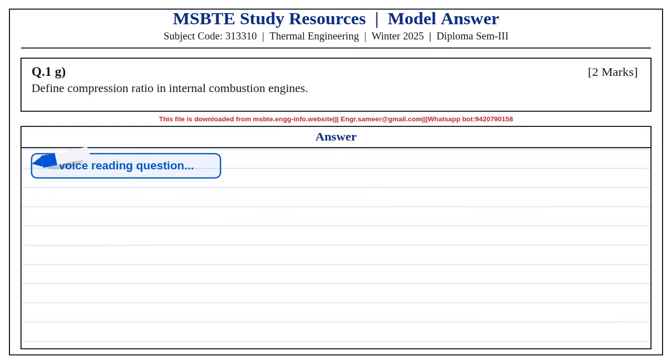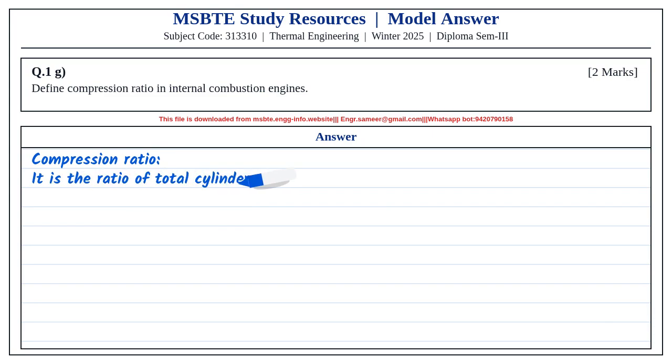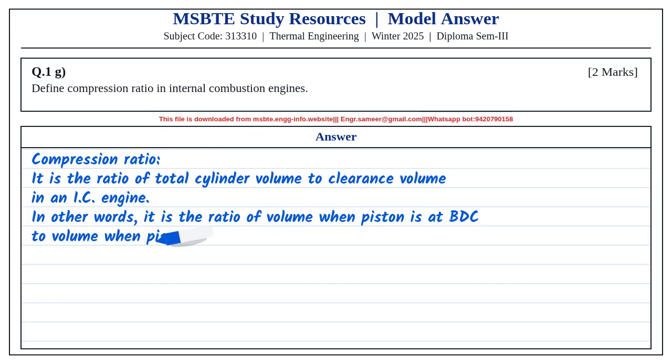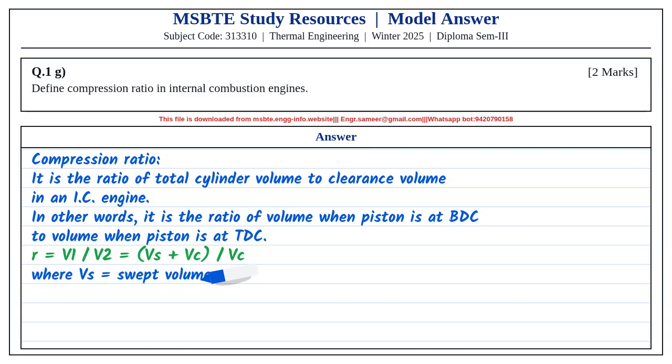Question 1g. Define compression ratio in internal combustion engines. Compression ratio is the ratio of total cylinder volume to clearance volume in an internal combustion engine. In other words, it is the ratio of volume when the piston is at bottom dead center to volume when the piston is at top dead center. The formula is R equal to V1 by V2 equal to Vs plus Vc divided by Vc.